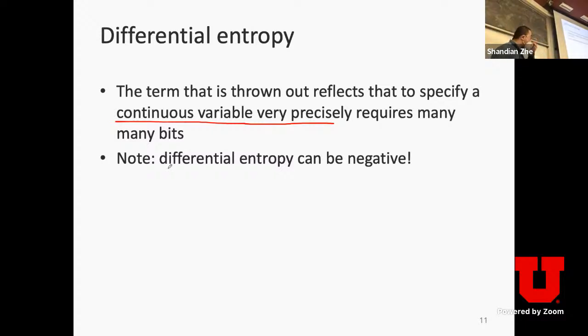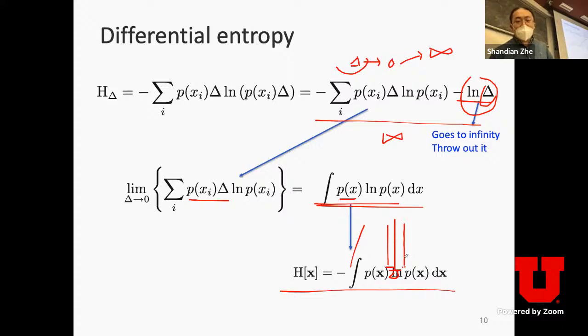Another thing to pay attention to is that because in the derivation of differential entropy, we just dropped some term, differential entropy can be negative. So don't be surprised that for a continuous random variable, when you compute differential entropy, you get some negative value, because it's not guaranteed otherwise.